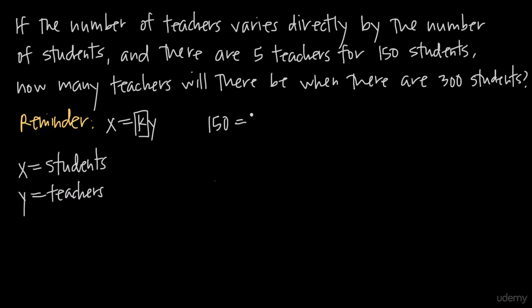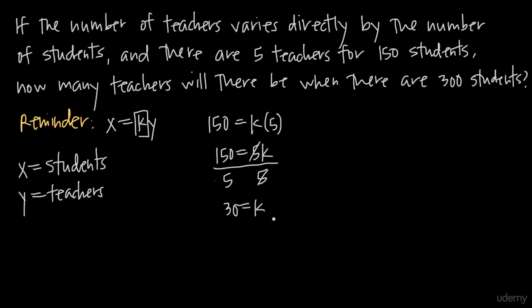It's going to be equal to, we always leave K, and then we know we have 5 teachers. Teachers is Y, so we're going to plug in 5 for Y, so we'll say multiplied by 5. So we're going to get 150 is equal to 5K, and then we're going to divide both sides by 5. So we're going to divide by 5 and divide by 5. We'll get 5 to cancel over here. 150 divided by 5 is 30. So we get 30 is equal to K.